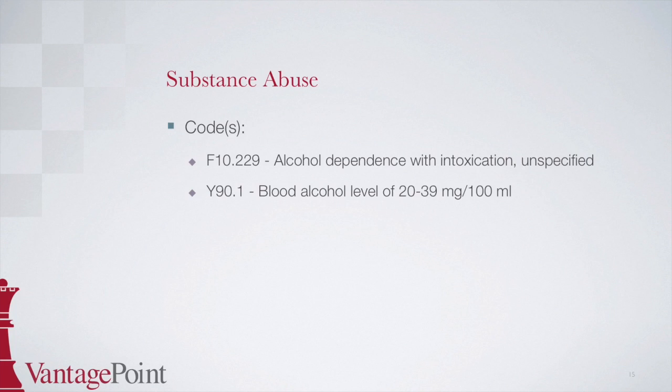When you confirm this code, you'll notice there is an instructional note which states code first any associated alcohol-related disorders from category F10. This would be helpful in the event you had wanted to code the blood alcohol level first. In fact, none of the codes in the external causes of morbidity chapter, which is chapter 20, where this code comes from, would be coded first.